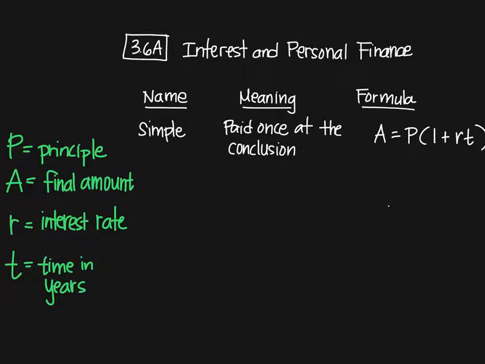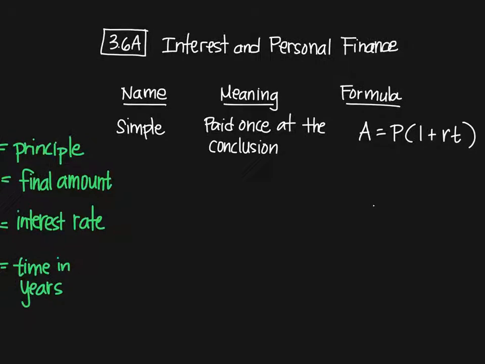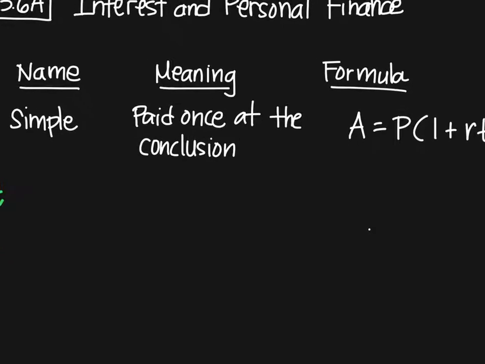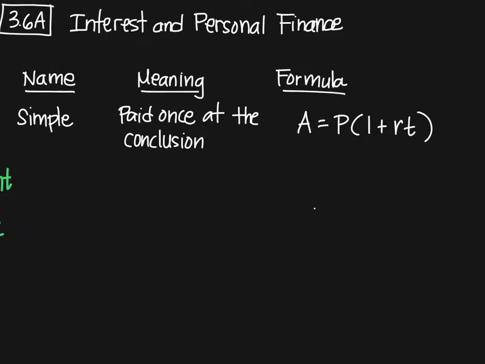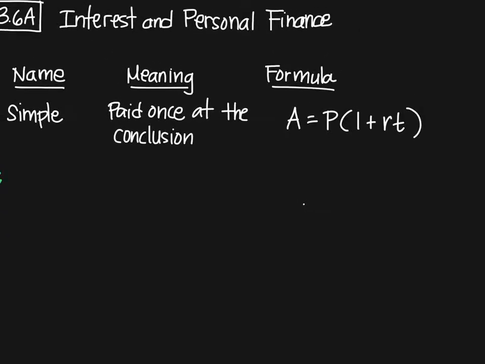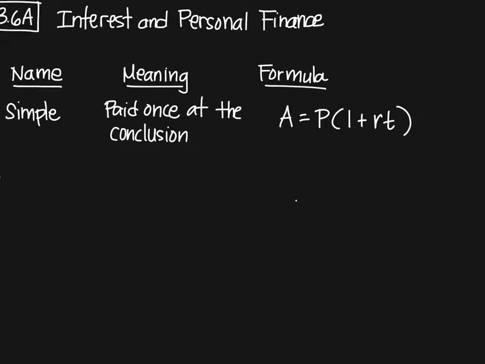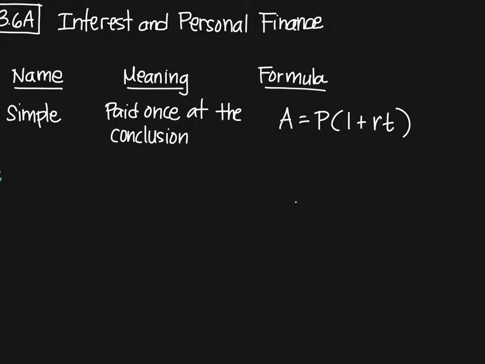So even if you're talking about 18 months, you would make that 1.5 years. Okay. All right, so we have the first kind, which is simple. It's paid once, and that's the formula. Sorry, T is time.